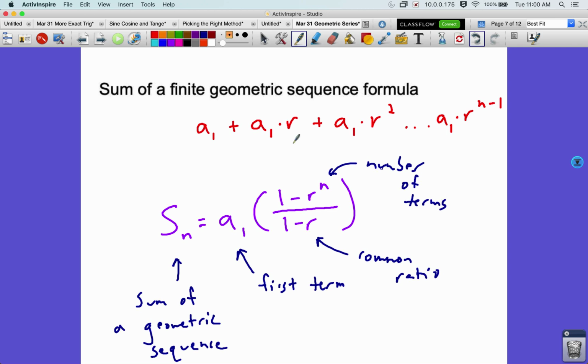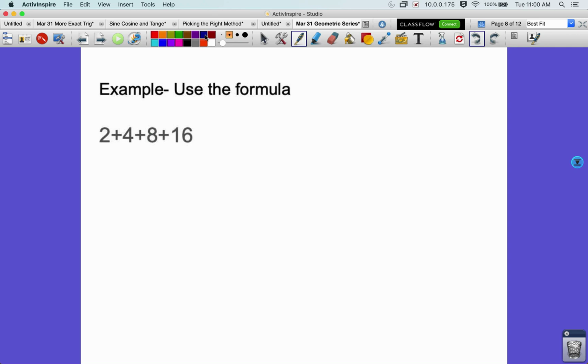Okay, so a good idea to make sure this formula is working is check it on a geometric series that we could just add up ourselves. All right, so what's our a sub 1? Our a sub 1 is 2. What's our common ratio? Well, how do I get from 2 to 4, and then 4 to 8, and then 8 to 16? The common ratio is also 2. All right, and what's our n, the number of terms? 1, 2, 3, 4 terms.